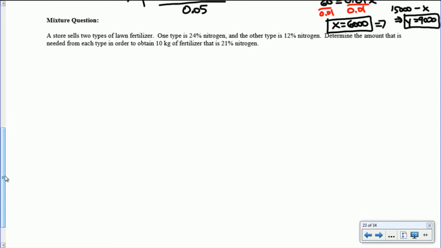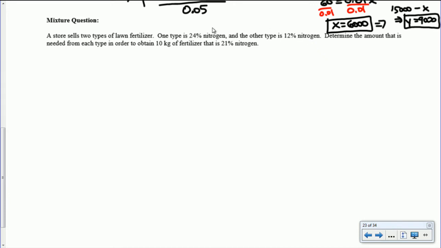Let's have a look at another one. A store sells two types of lawn fertilizer. One type is 24% nitrogen, the other type is 12% nitrogen. Determine the amount that is needed from each type in order to obtain 10 kilograms of fertilizer that is 21% nitrogen. So if we collected 10 kilograms of fertilizer, and if it was entirely this type of fertilizer, we'd have too much nitrogen.